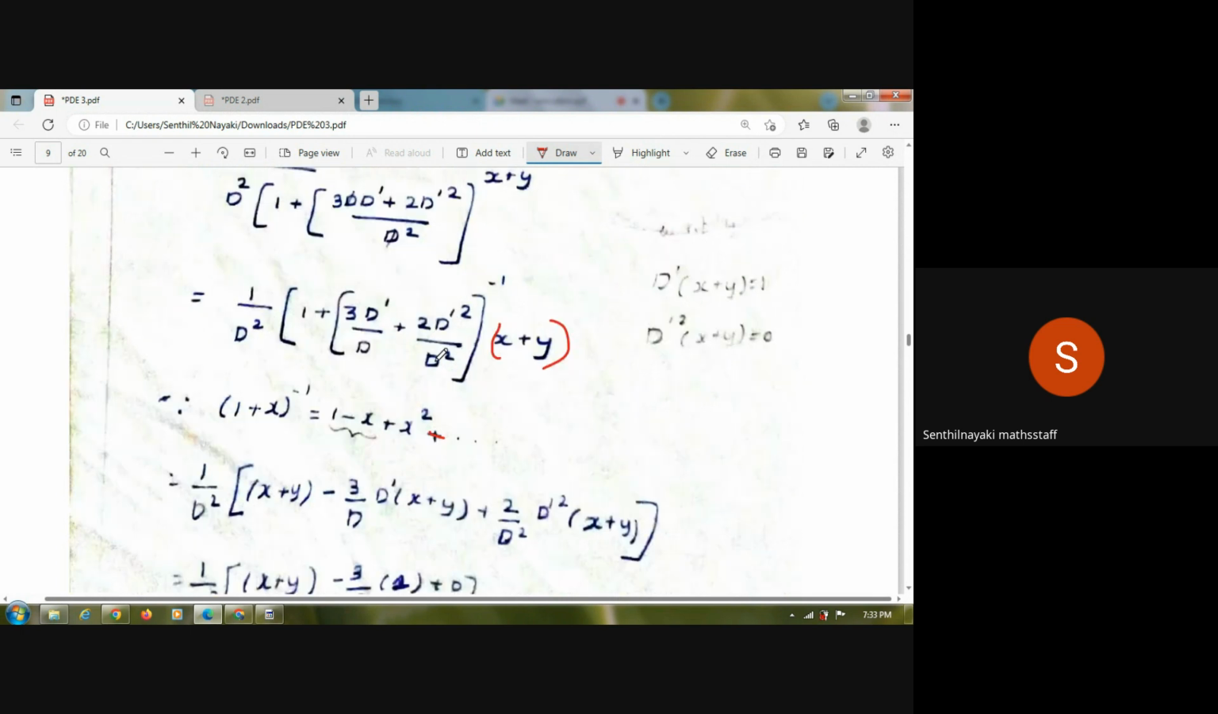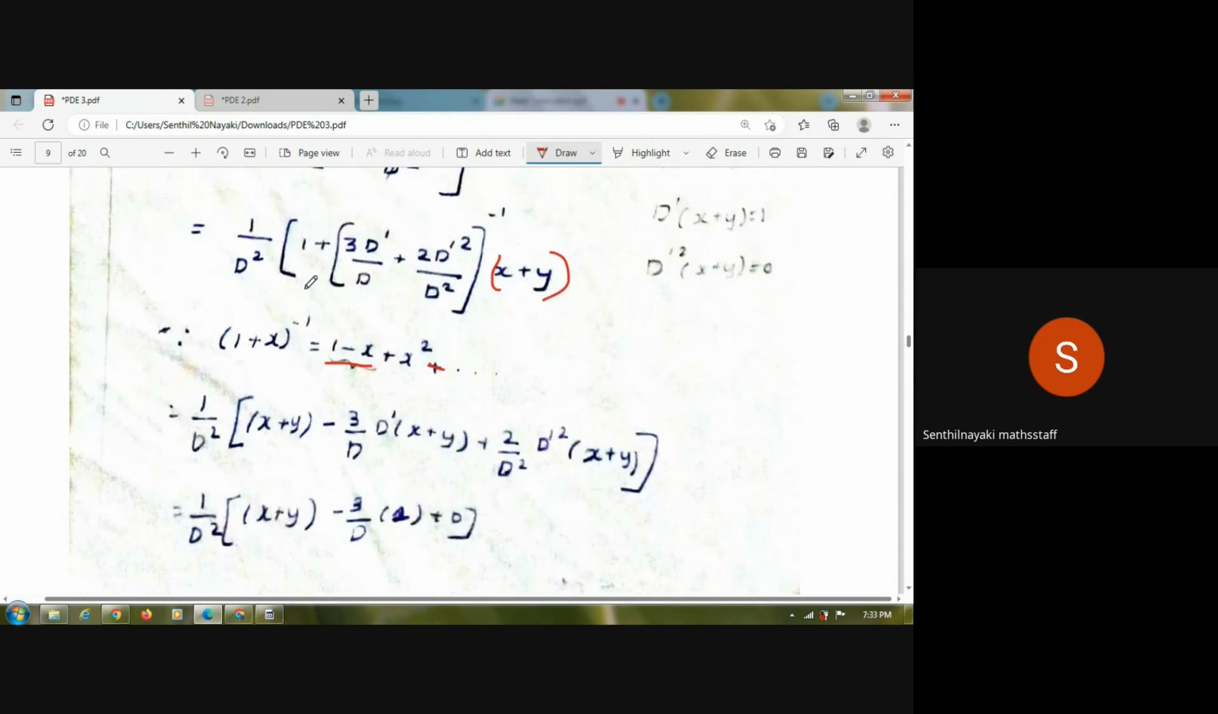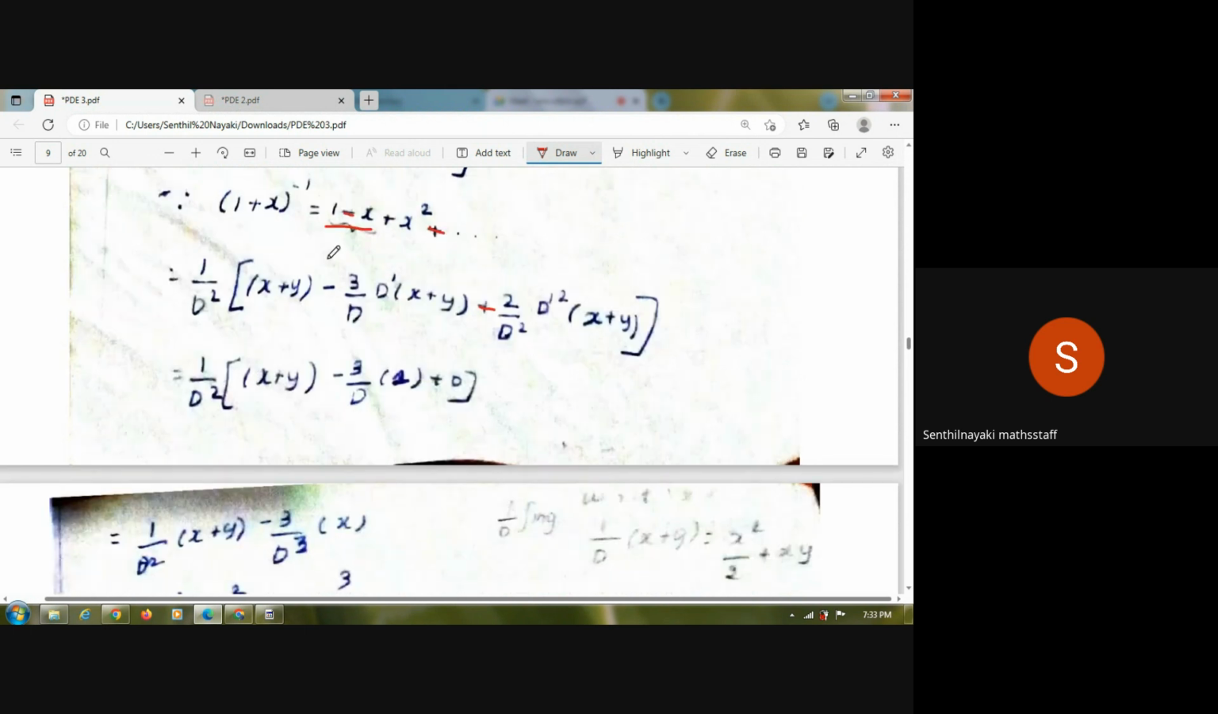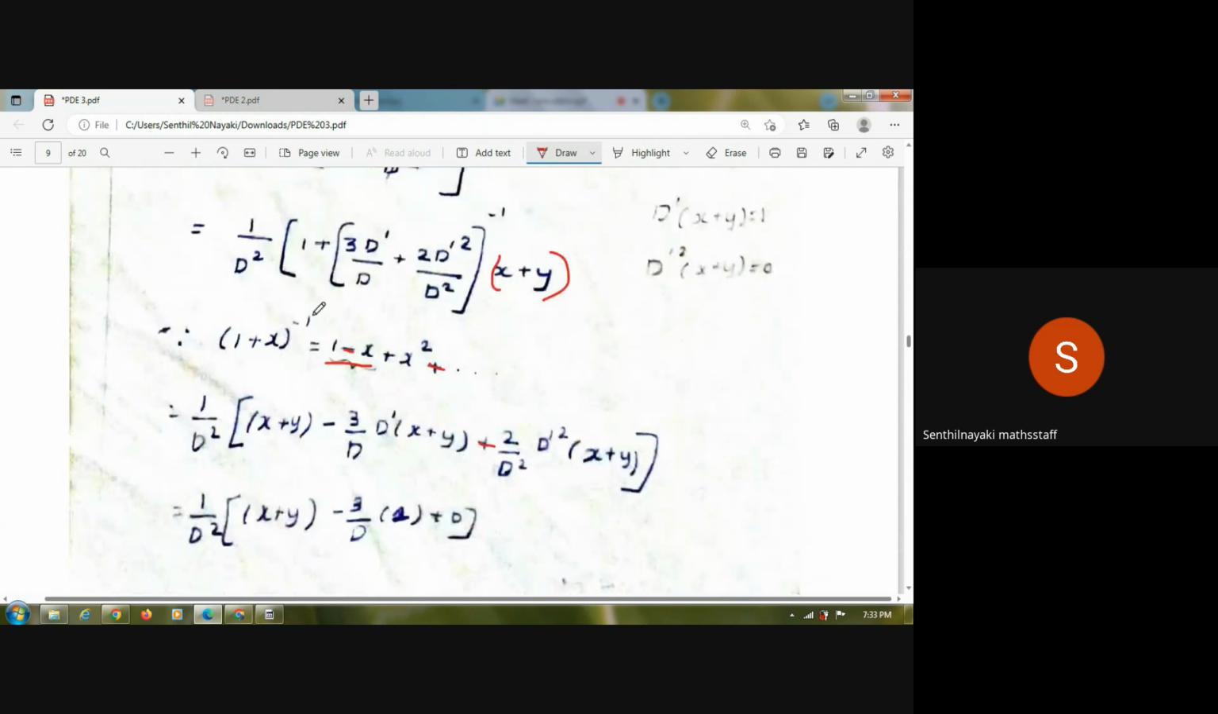So here also no need to go further, only first two terms are enough. So 1, here minus sign is there because one term is plus, one term is minus, so alternately plus minus will come. So minus 3D' by D into x plus y, and then minus 2D'^2 by D^2 into x plus y.